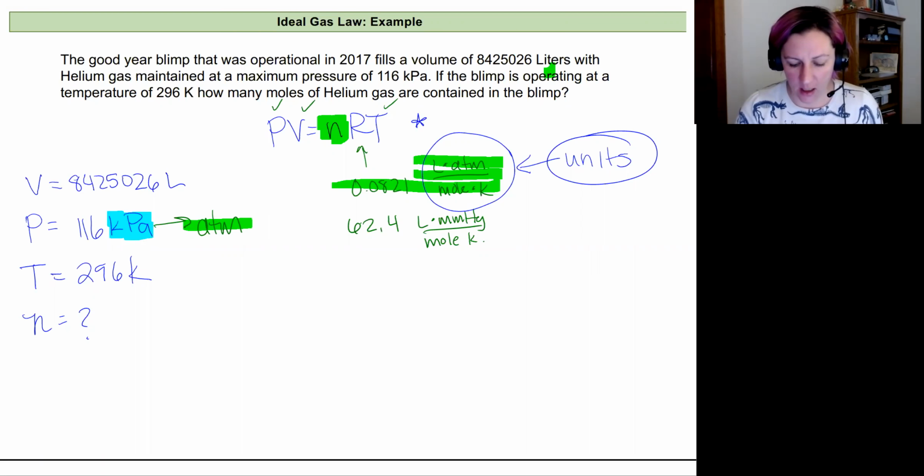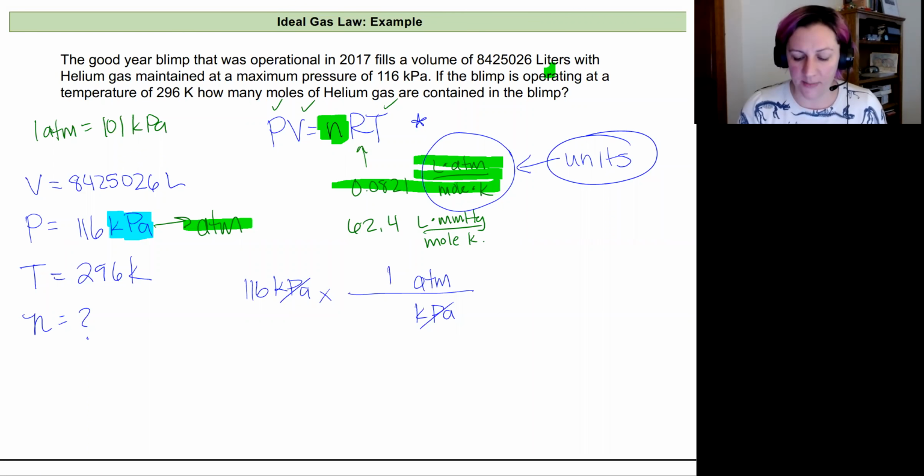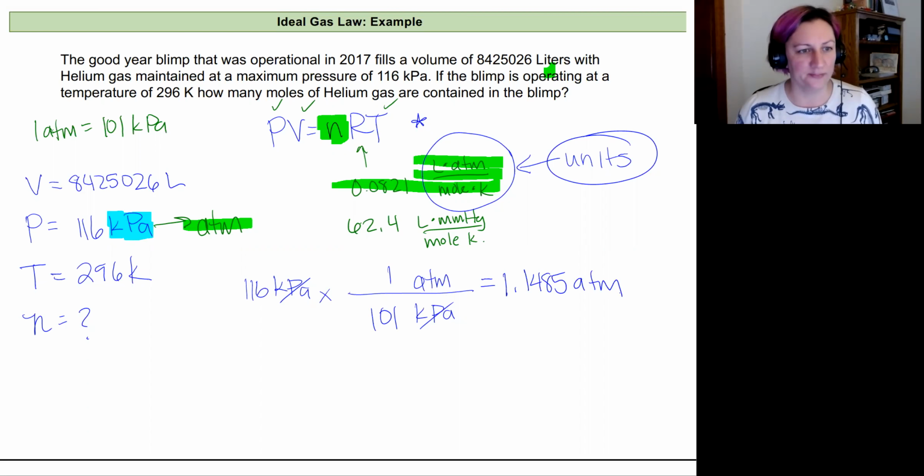So let's first write down our conversion factor. We know from earlier in these lectures that 1 atmosphere is equal to 101 kilopascals. So let's start with that conversion. We have 116 kilopascals. I'm going to multiply this so I have my atmospheres from my conversion factor in the numerator and kilopascals in the denominator. So these cancel out. That's going to equal a pressure of 1.1485 atmospheres. And I'm just keeping all of my units rolling forward.